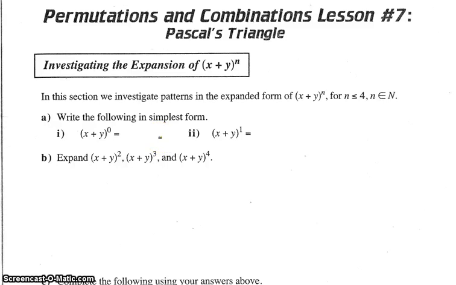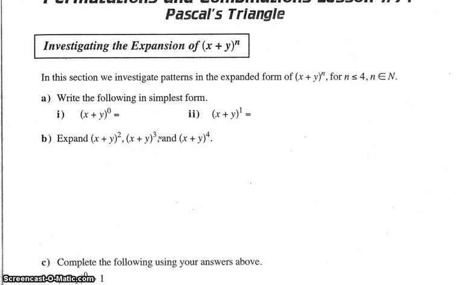Let's take a look at Lesson 7 in Perms and Comms, Pascal's triangle. First of all, we're going to investigate where Pascal's triangle comes from by looking at how we would expand a binomial. So let's say we had something like x plus y to the 0 exponent.